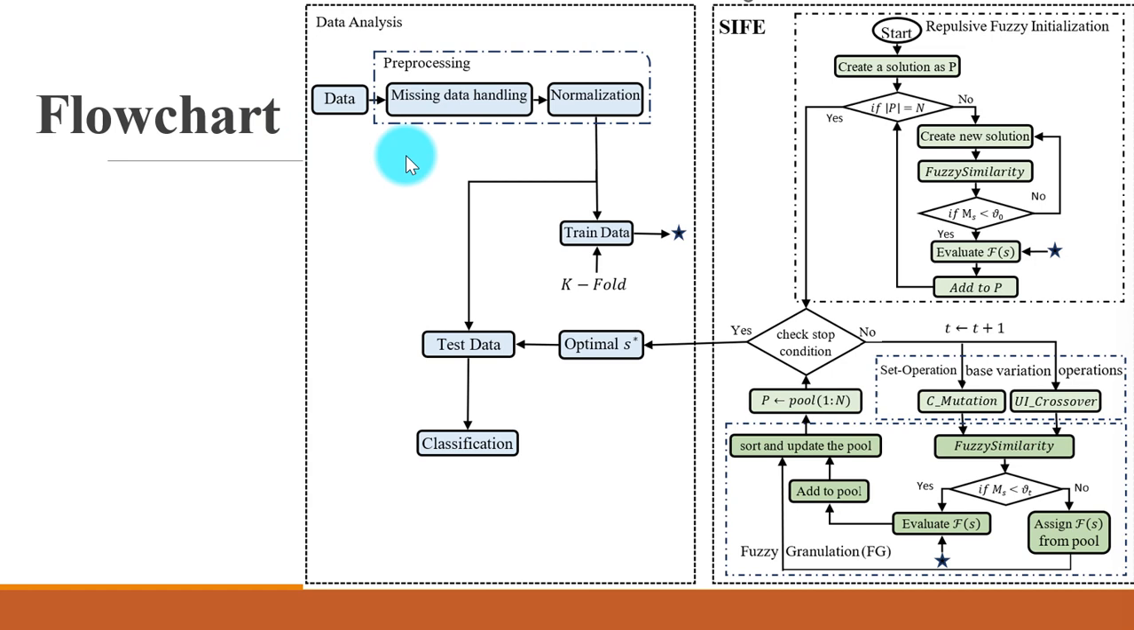And this is the flowchart of the proposed algorithm for feature selection. In the data analysis part, the initial data is filtered with two well-known pre-processing methods: filling the missing values and normalization. Then the data is randomly divided into train and test data. The training data is processed with k-fold, and SIFE is here with its elements. For the initialization step, we have the fuzzy granulation based population initialization to create a high diversity initial population P.